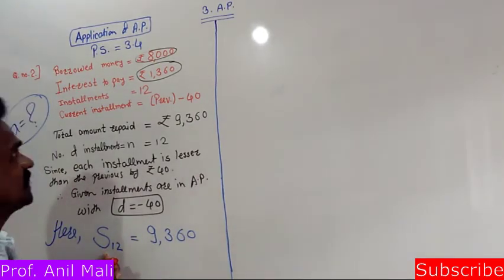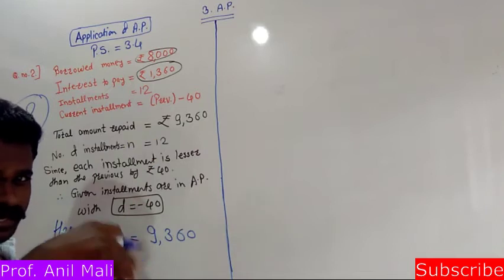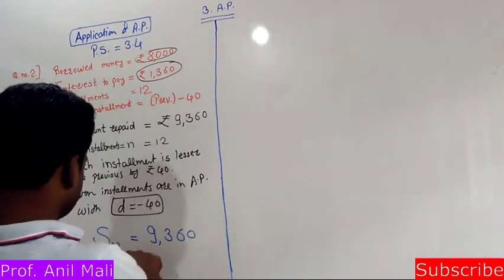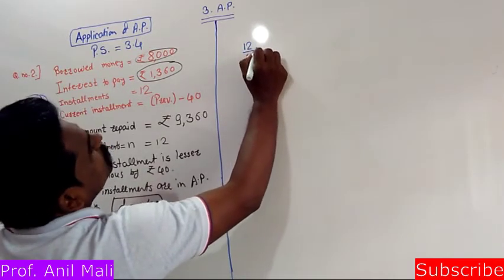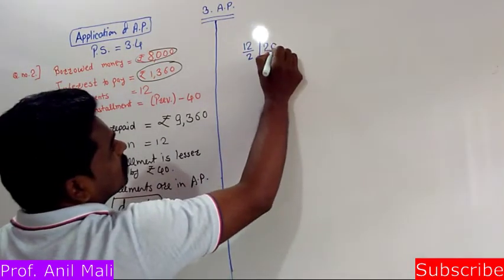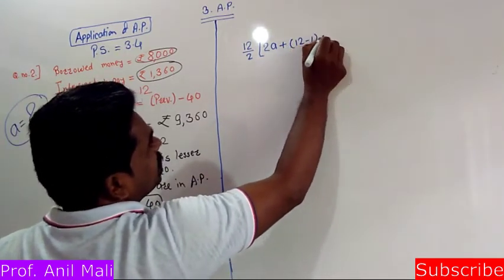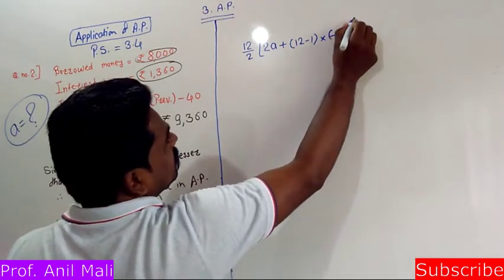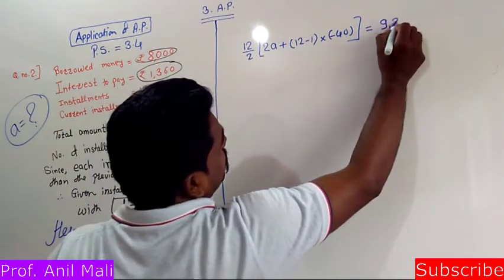As we know the formula for Sn. What is the formula for Sn? It's n by 2 into the bracket 2a plus n minus 1 into d. So Sn is equal to n by 2, that means 12 by 2 into the bracket 2a. A we don't know, we need to find out a. 2a plus n minus 1, n is 12, so 12 minus 1 into d. d is minus 40. No problem. Is equal to 9360, which they have given us.